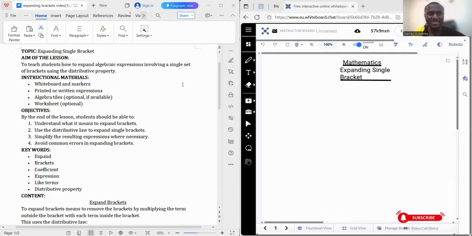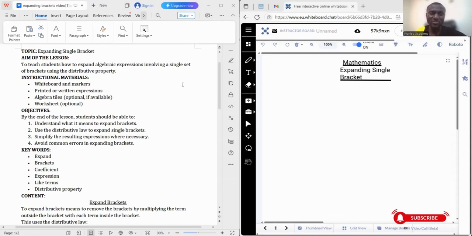Our topic for today is expanding single brackets. And the aim of this lesson is to help you understand how to expand algebraic expressions involving a single set of brackets using the distributive property.